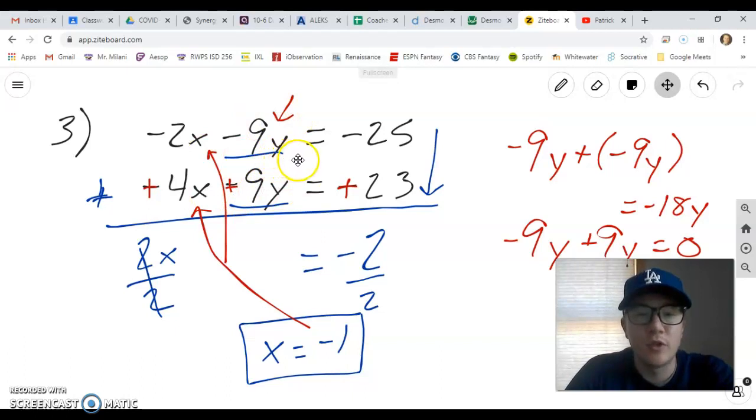Okay? Tomorrow I think is going to be pretty close to the exact same thing as this. So, not tomorrow, but your next day. So you've got a couple days to work on this here with solving systems by elimination.